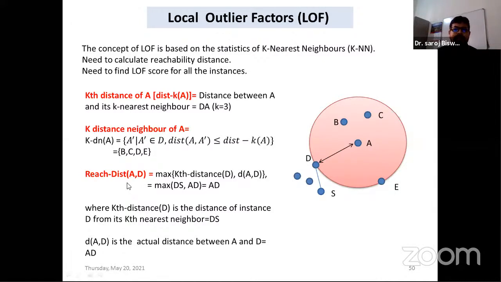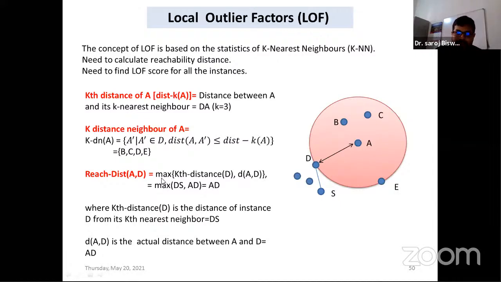How can we find the reachability distance? Try to understand, we have to find the reachability distance for each and every neighbor. In this case we have the k distance neighbors, so we need to find the reachability distance of all the neighbors. Simply, we use max as a condition. Within max, we have 2 distances, distance 1 and distance 2. Out of these, we have to find the maximum one. What is the first one? Because now we are interested in finding the reachability distance from A to D.